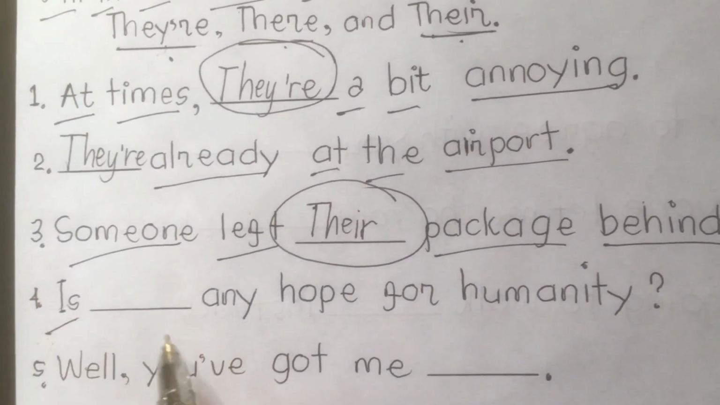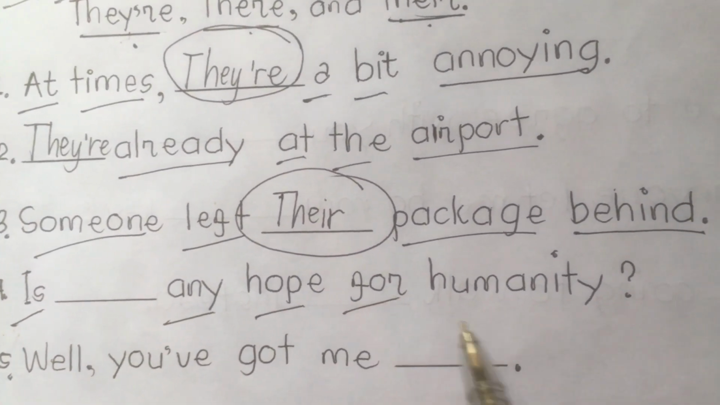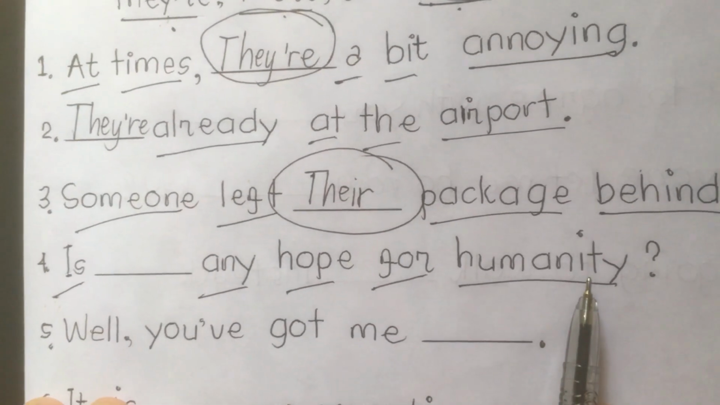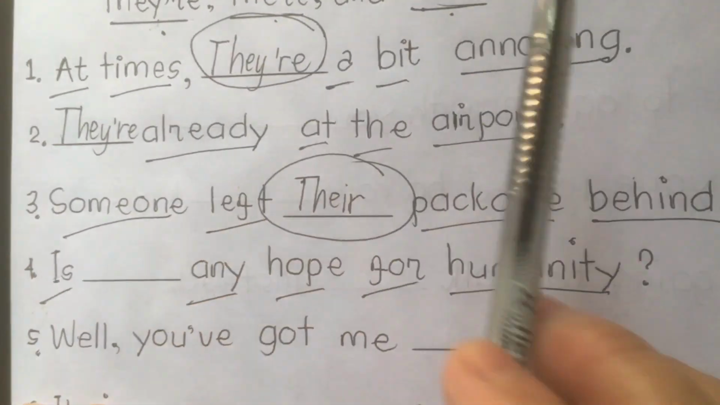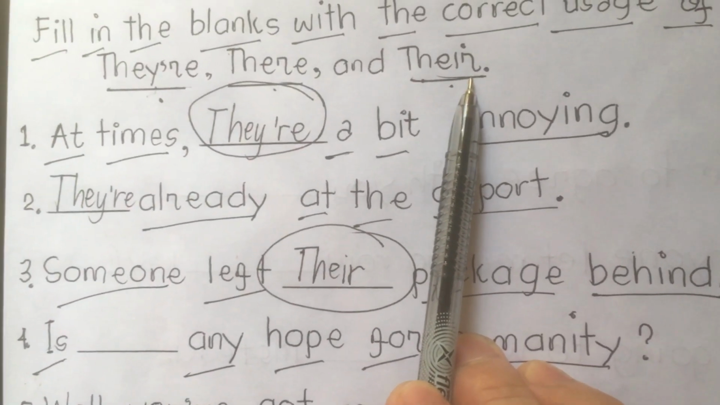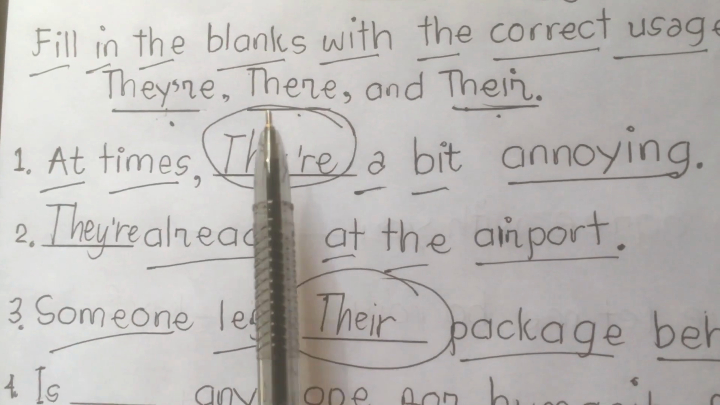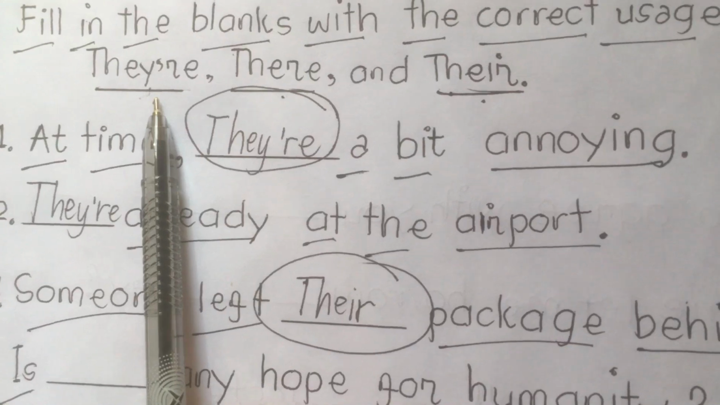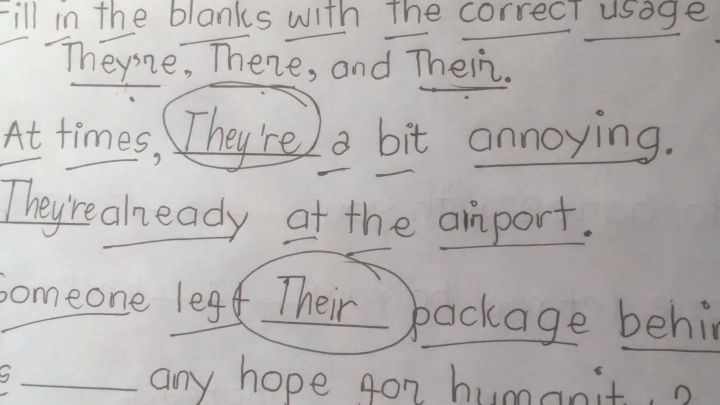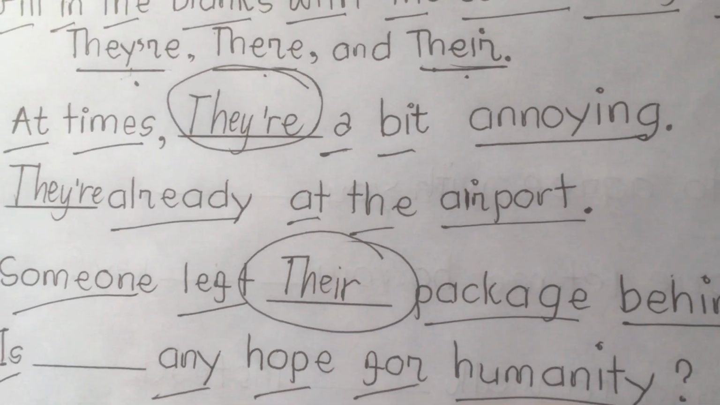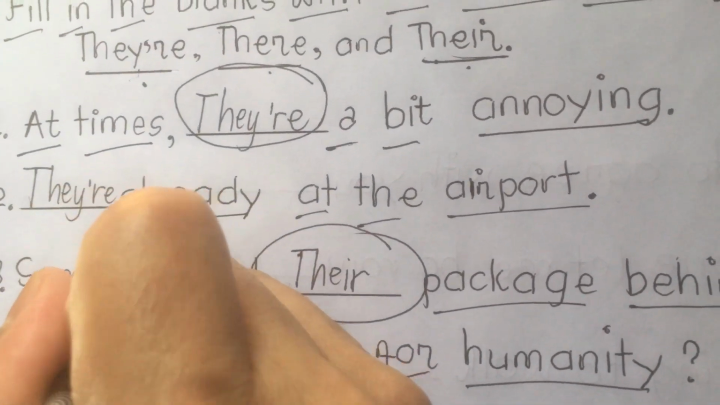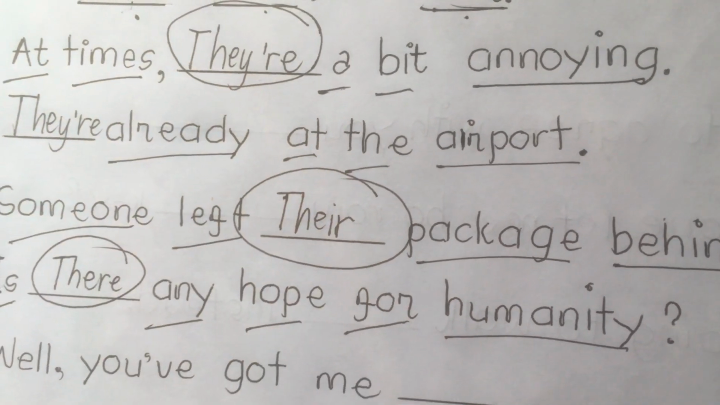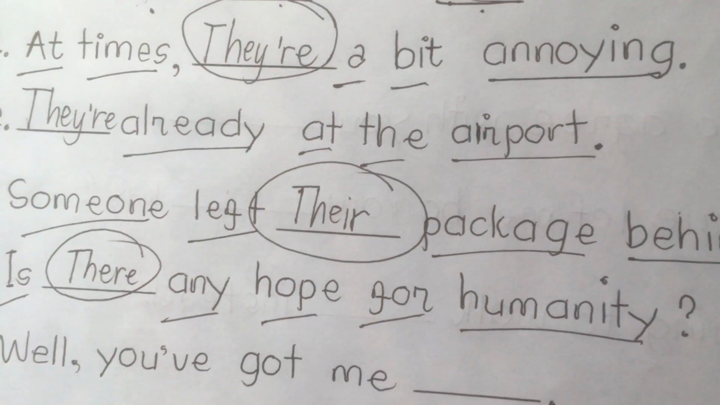Number 4. Is blank any hope for humanity? Ownership. Next, is it ownership, or adverbs of place, or a pronoun, or the contraction form of they are, which is a matter of style or informal speech and writing? Number 4 answer, guys, please keep on watching. Please watch till the end of our discussions. This will be our lesson for today.